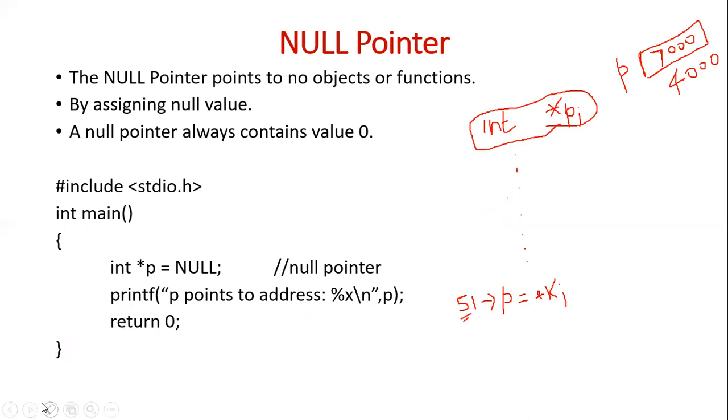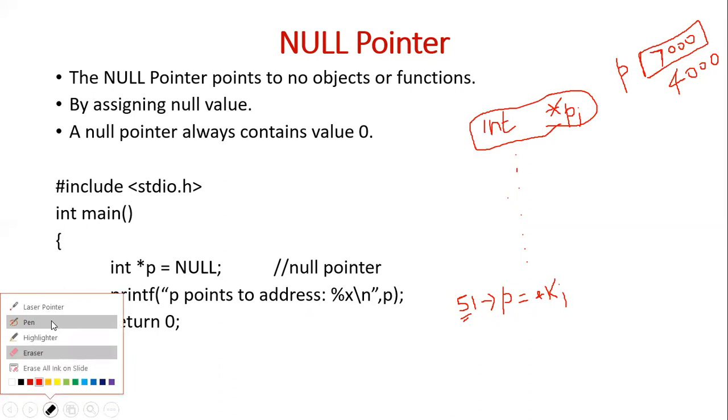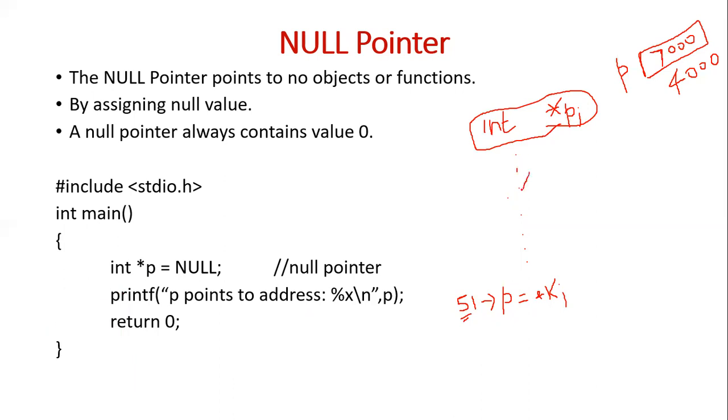Or he is performing some operation, say he is writing star p, that is the value at p, is equal to star p plus 10. What does it mean? It means he is asking to add 10 to the value at the location pointed to by the pointer. But what is this 7000? We don't know.